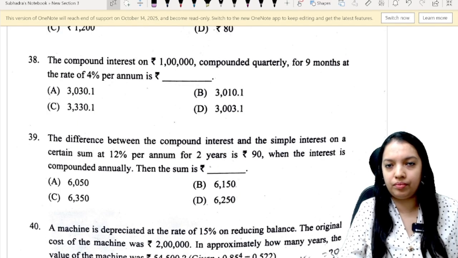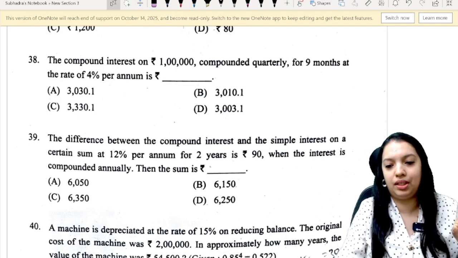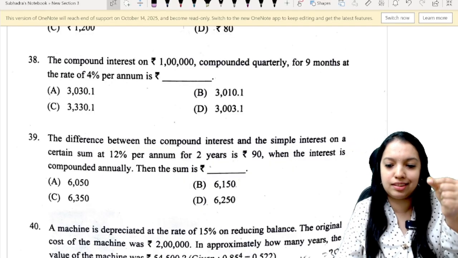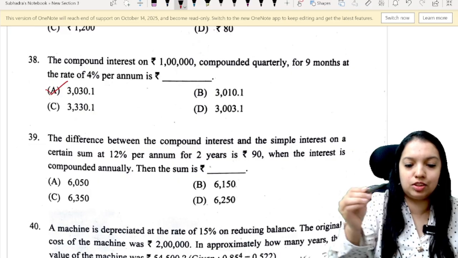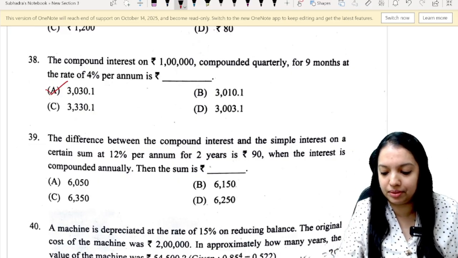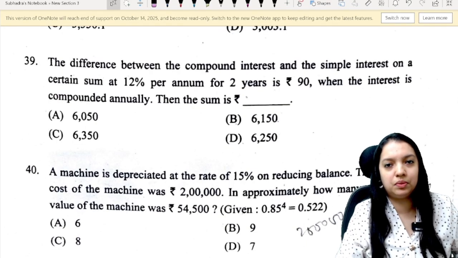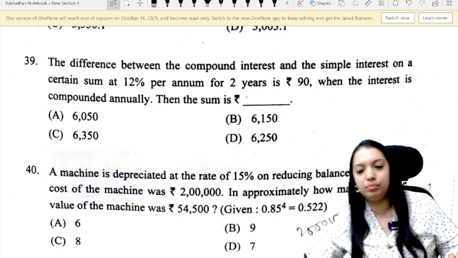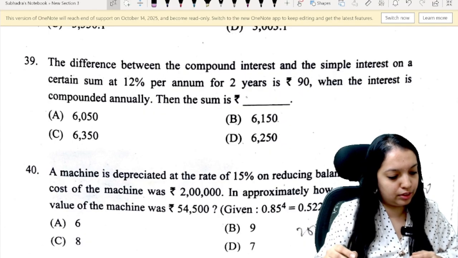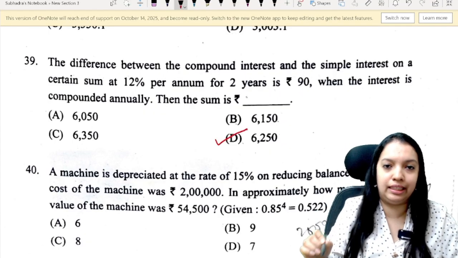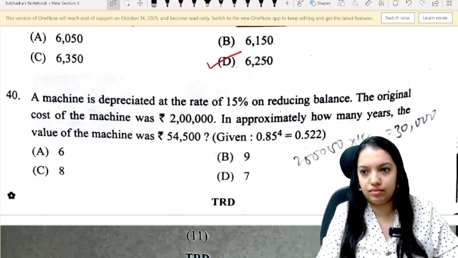Next, compounded quarterly formula, that means you have to take T as n divided by 4, n is equal to 9 months in total, and your answer is option A, 3030.1. Next question is to find the difference between simple interest, compound interest for 2 years, P i square formula, and the answer for this question comes down to option D, 6250.